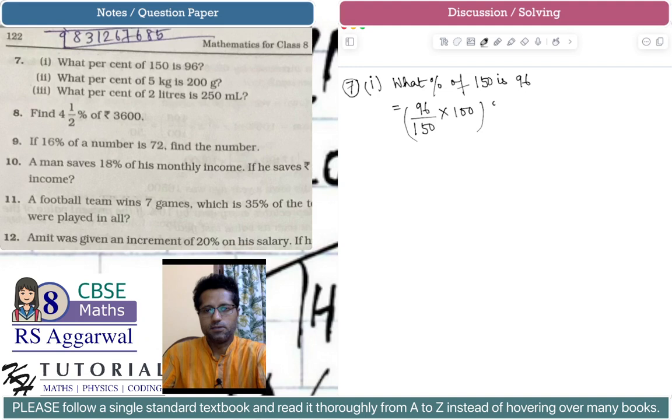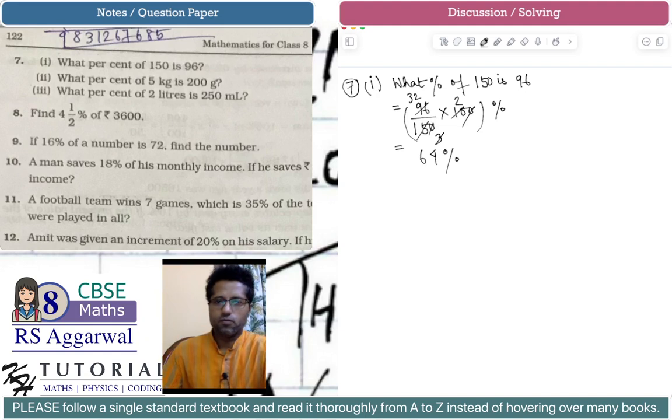If we simplify 96 by 150 multiplied by 100, we have 5, 3, 5, 2 and 3 divides 32. So this is 64 percentage. Part 2.